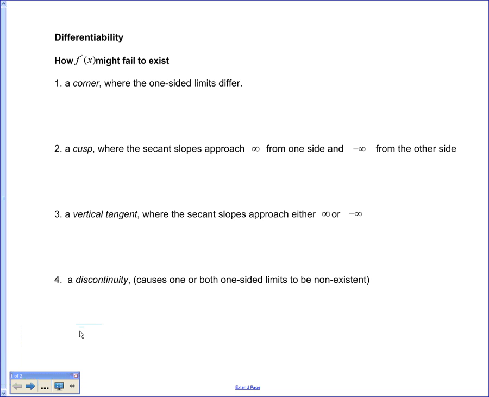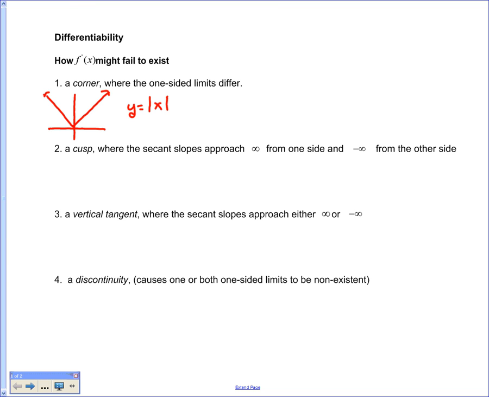Okay, today we're going to examine differentiability and how a derivative might fail to exist within the domain of a function. There are four situations. The first one, the function has a corner, a place where the one-sided limits differ. The best example of that would be to take the graph of y equals the absolute value of x. At x equals 0, we are going to have a corner here.